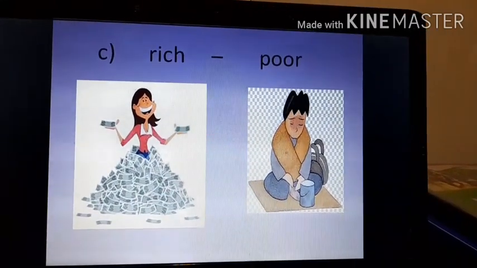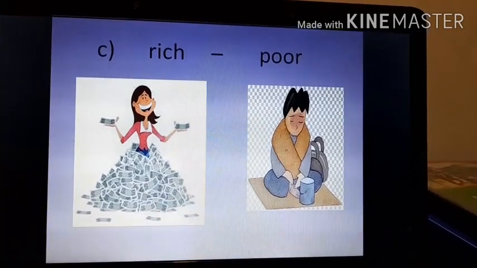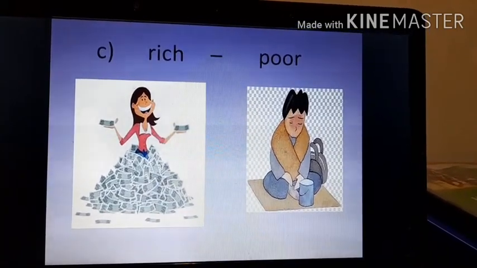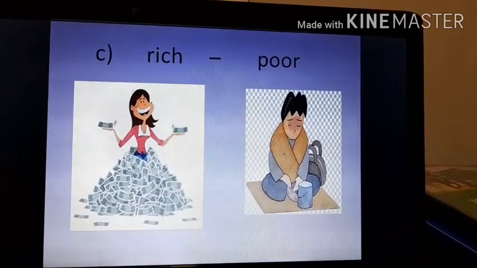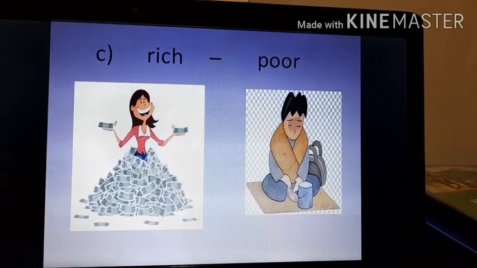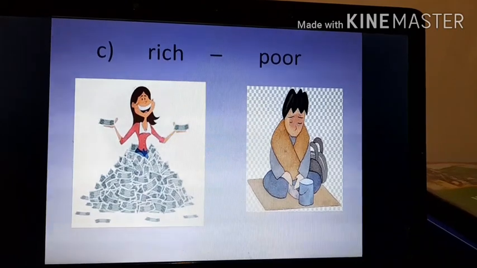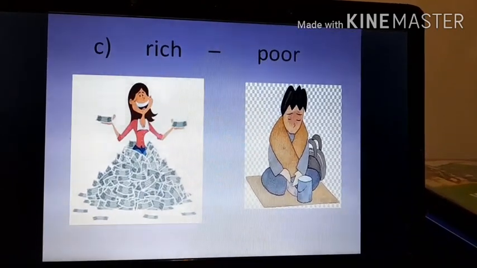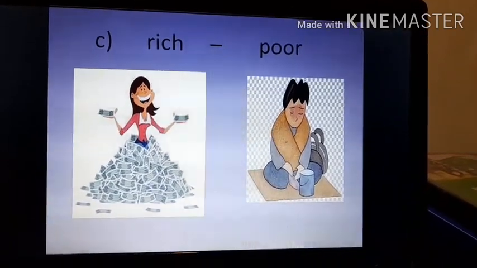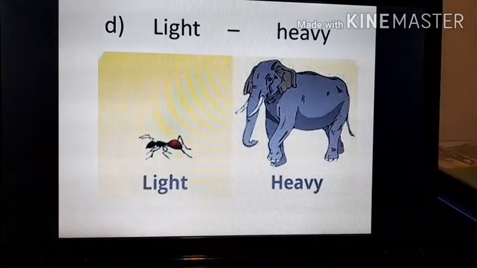Okay, the next example is rich, poor. The opposite of rich is poor. Rich means the person who is having so much money, right? जो बहुत अमीर होते हैं, right? Okay, and poor means the person who is not having money, जिसके पास पैसे नहीं हैं. Okay, helpless है. So rich means अमीर, poor means गरीब. Okay, next. Then you can see the next example.